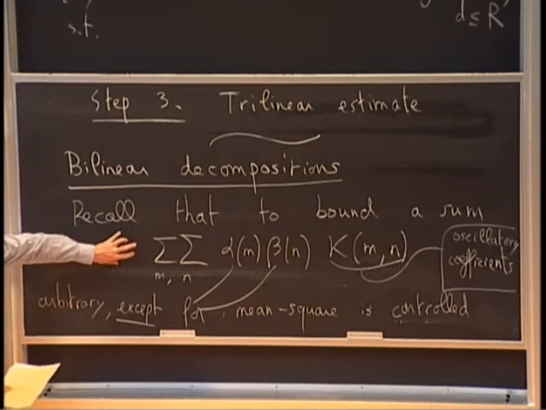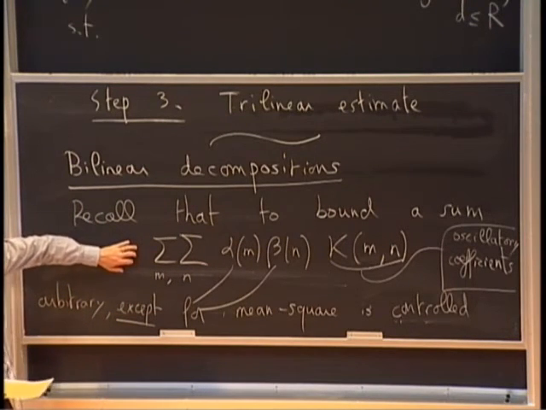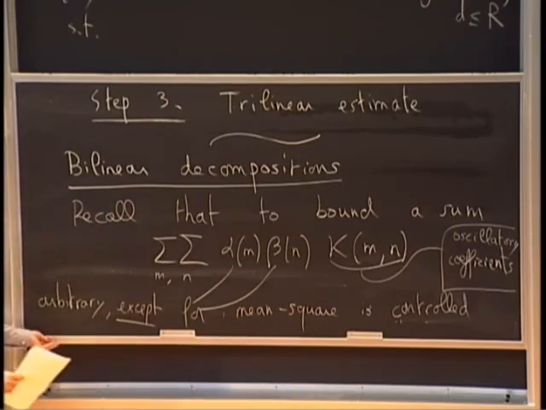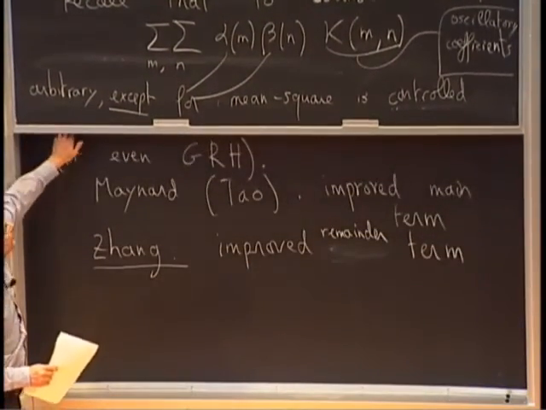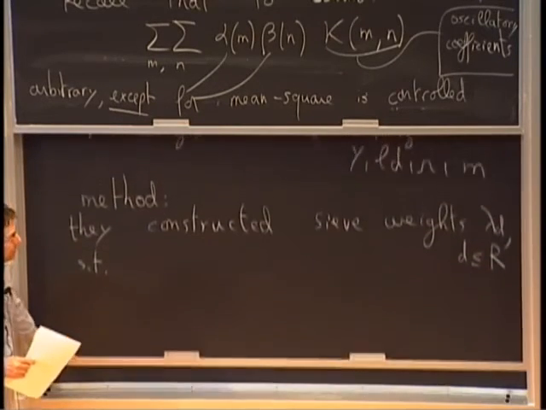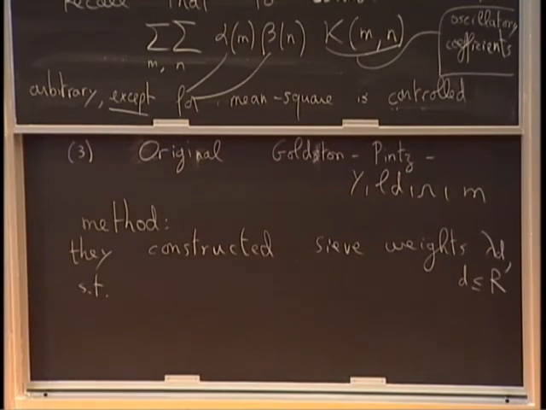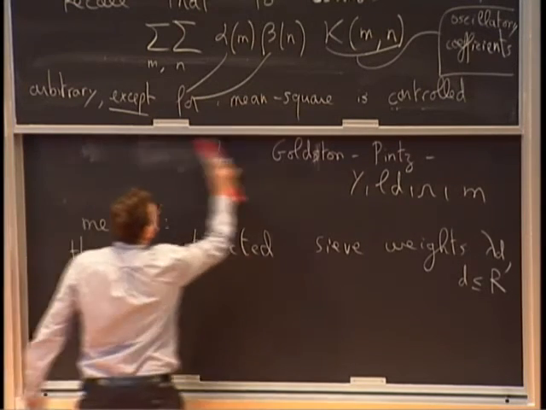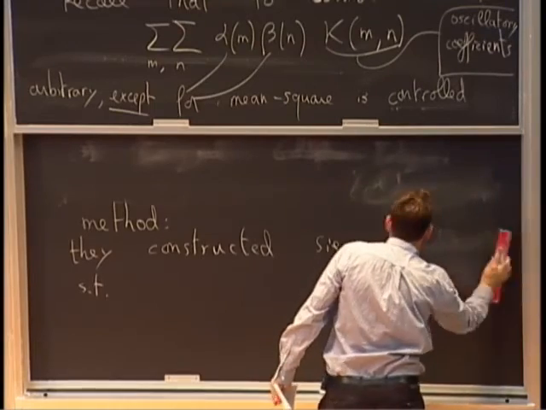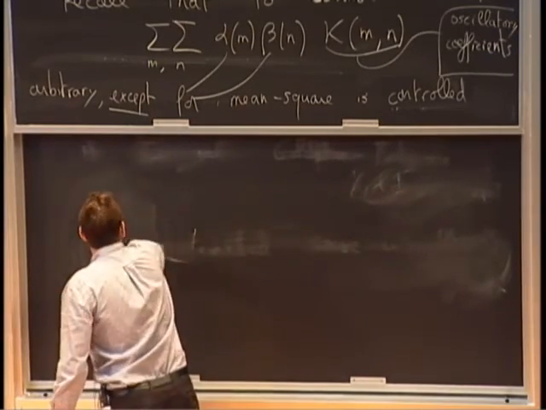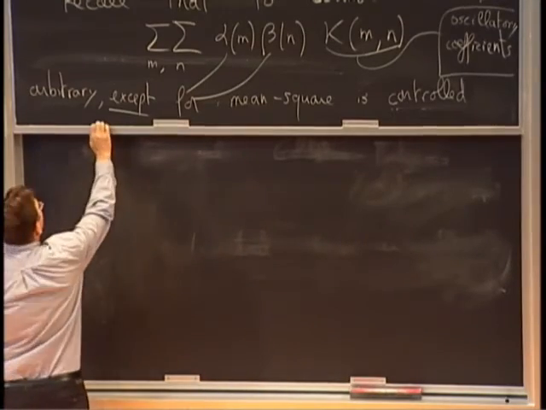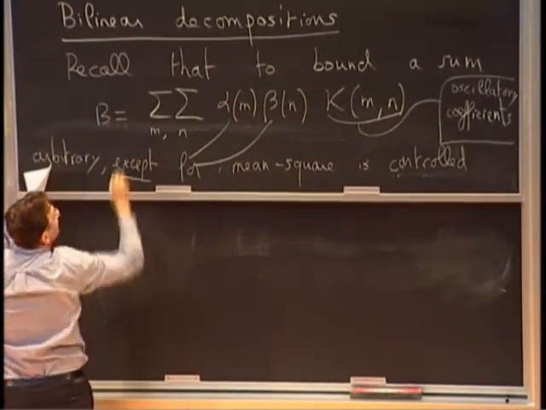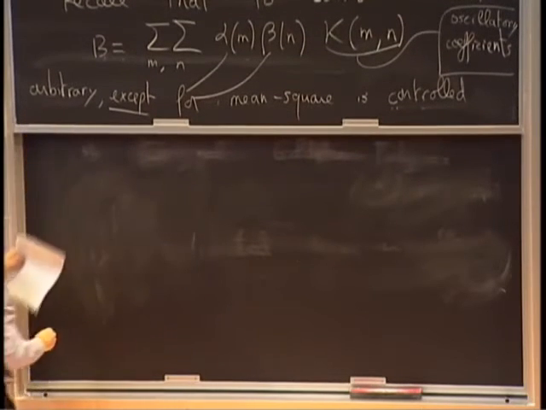And Sound explained why this is not a vain hope, even if you don't know anything about alpha and beta, provided this is a genuine bilinear sum, which means that none of the variables is too short. It cannot be just a linear form that you use. So let me call this B.